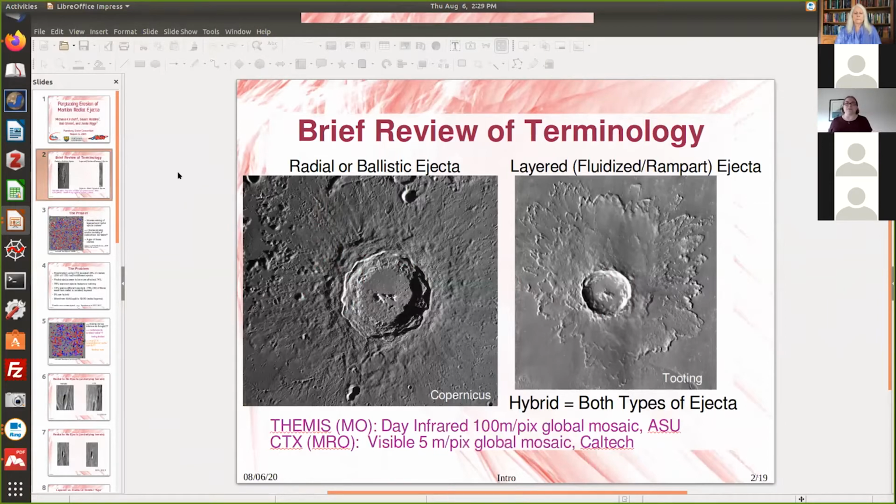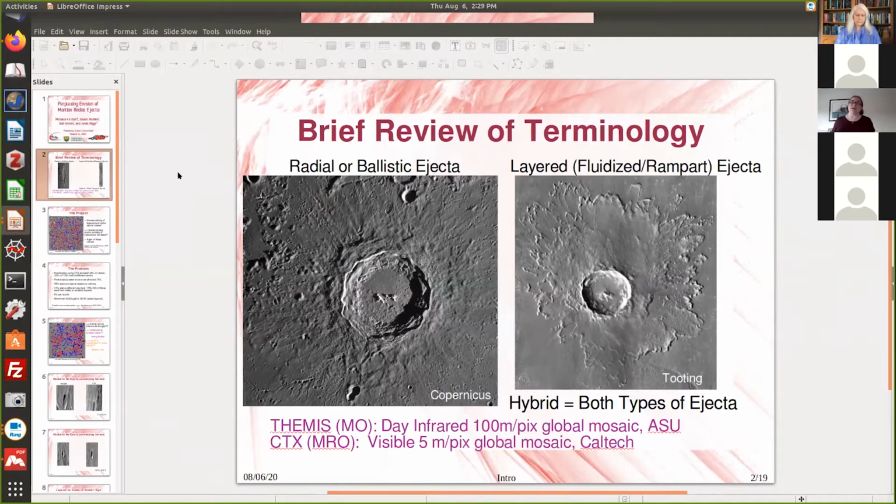Just a brief review of terminology for those who may not know too much about ejecta. We've had a little bit of talk about it, but in general, there are two types of ejecta that we see currently in the solar system. One is termed radial or ballistic ejecta, and this is the type of ejecta that forms as the material just comes out and ballistically lands back on the surface.